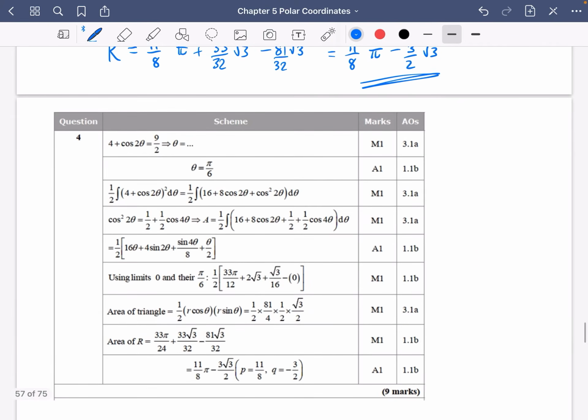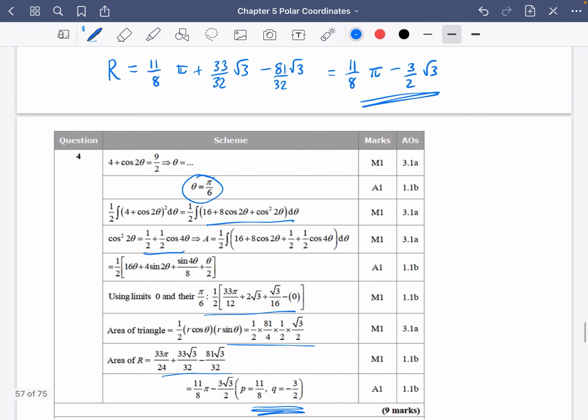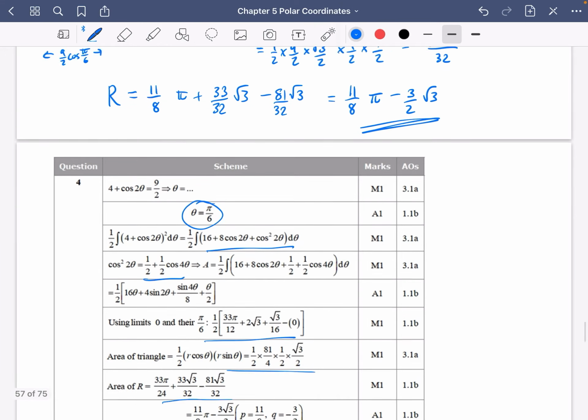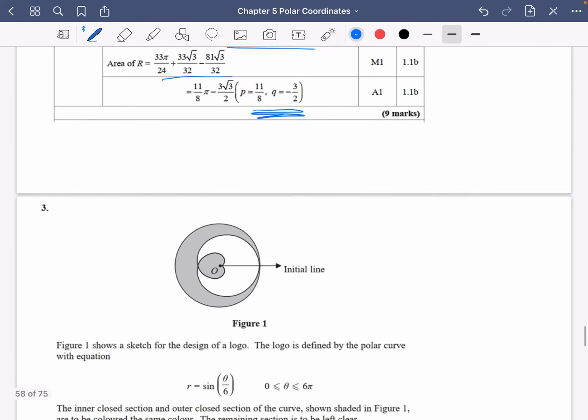So the strategy you can see, finding out the angle, integrating, using the rearranged double angle formula, coming out with all of these different bits of the limits, area of the triangle, subtracting, and then the 11 over 8 and the minus 3 over 2 root 3. Okay, 9 marks, pretty good question.